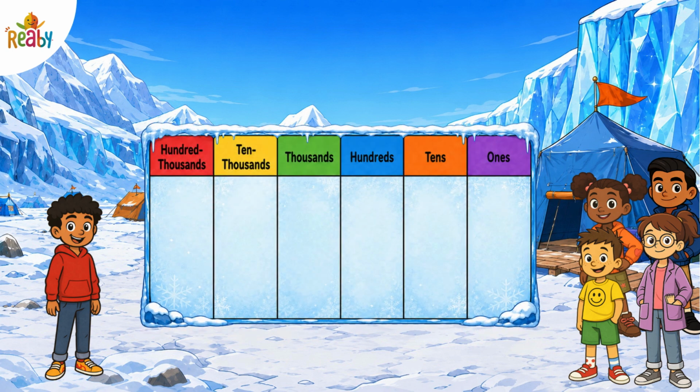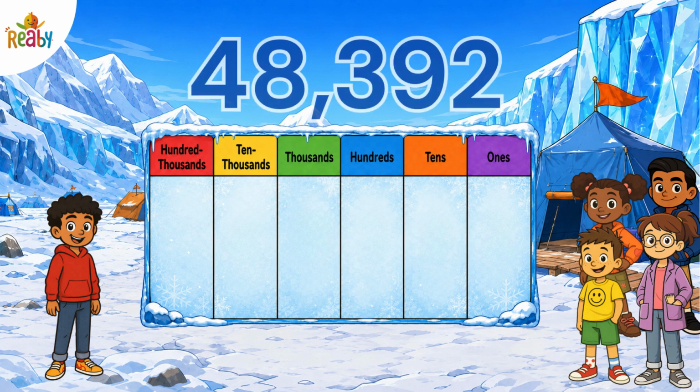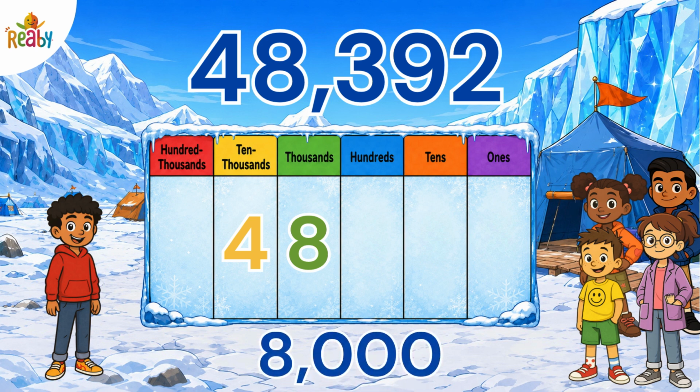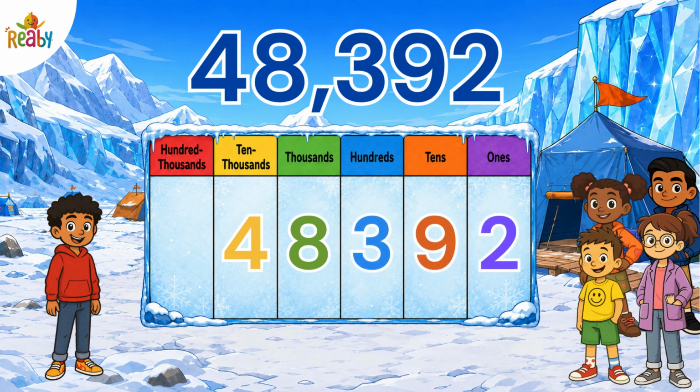Let's review place value. The places go in order: ones, tens, hundreds, thousands, 10,000s, 100,000s. In 48,392, the 4 is in the 10,000s place, so the 4 means 40,000. The 8 is in the thousands place, so the 8 means 8,000. Each digit has a job. A digit's value depends on its place.